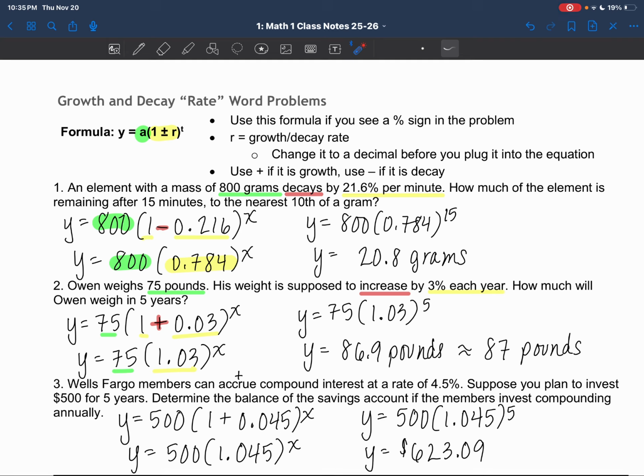So we need to find, since it gave us a percent and it's an increase, we're going to add 1 to it. So we'll get 1.03. And then you're going to multiply by 75. And we know that x is going to be years. So substitute in 5 since that's what we're looking for. And in this case, you could do either of those answers.